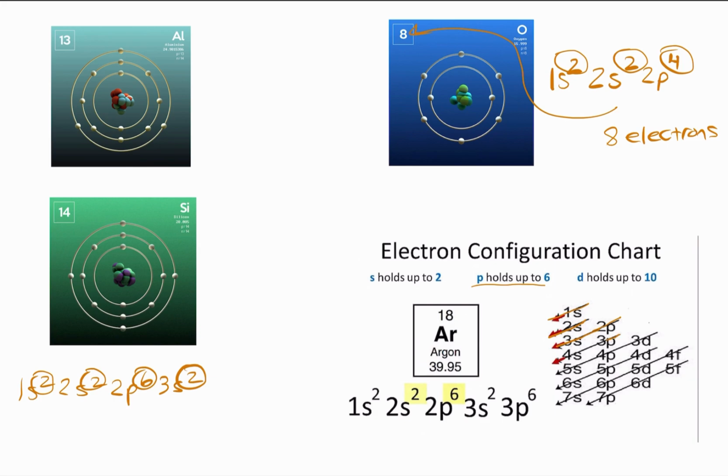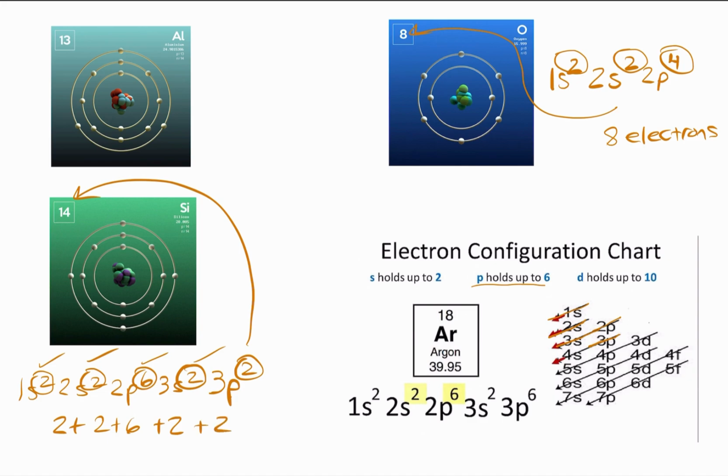So we're going to go to our final one, the 3p. So again, where are we at? 2, 4, 10, 12. We need 2 more. So this p orbital holds a maximum of 6, but we only need 2, just so we can make that 14. So then we have 2 plus 2 plus 6 plus 2 plus 2 equals 14 electrons. And we're in the money, guys.